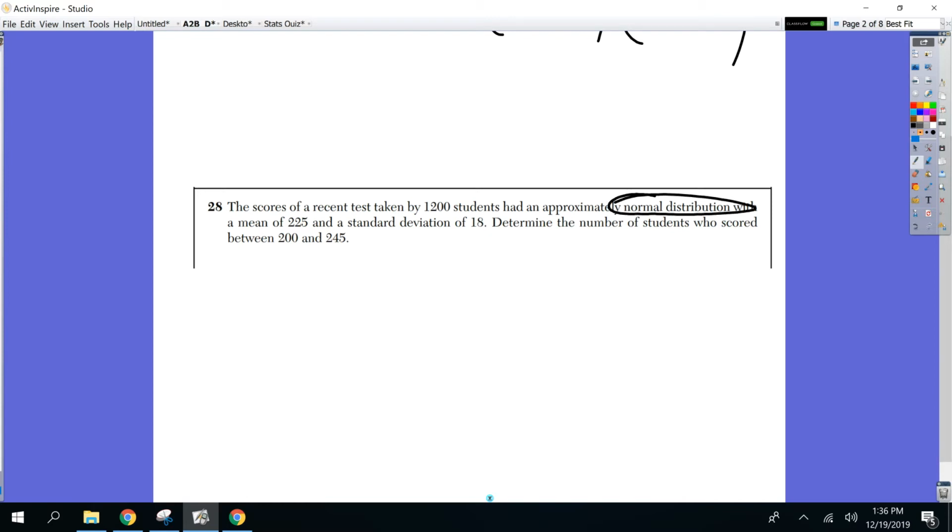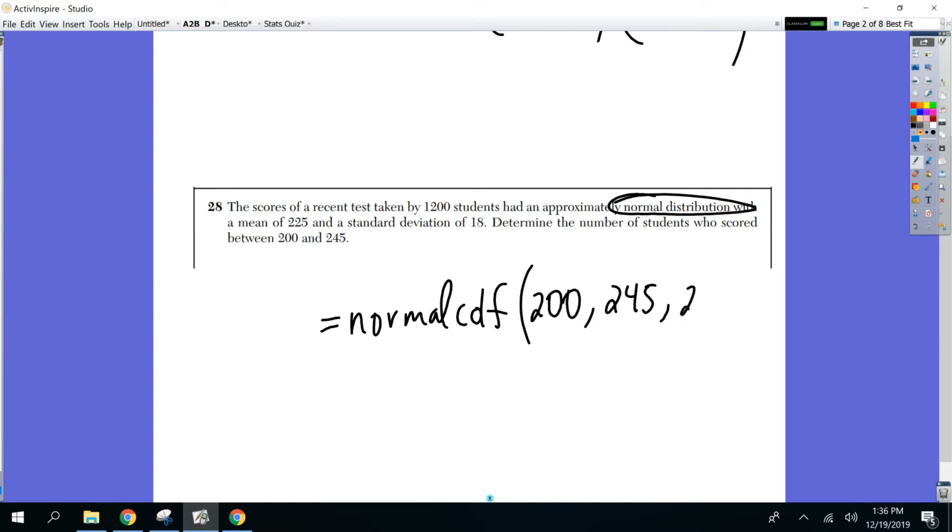Normal CDF. And remember, you got to show me this for work. Lower bound, what are you typing in? 200. By the way, I'll talk about it at the end. I don't want to break this up. Upper bound, 245. Next value is the mean you plug in. 225, followed by the standard deviation. 18. There we go.